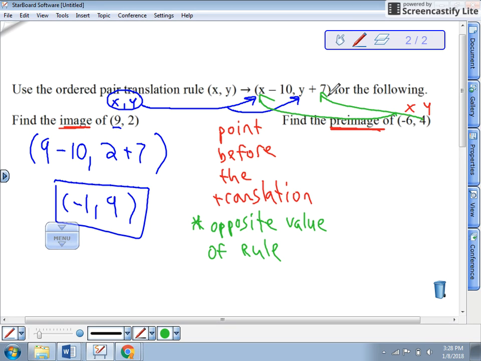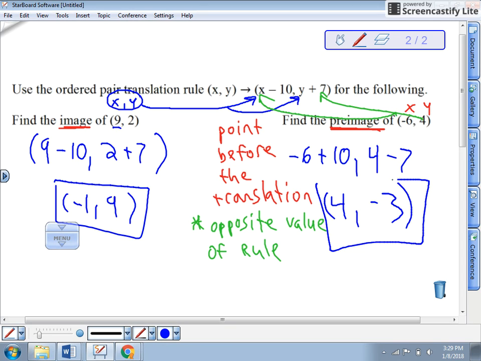All right, so the first one, it's going to be X. Rather than minus 10, it's going to be plus 10. Oops, and not X. I'm going to plug in negative 6. And instead of minus 10, it's going to be a plus 10. And then for Y, I'm going to plug in my 4, but instead of plus 7, it's minus 7. So negative 6 plus 10, that's going to be 4. 4 minus 7 is negative 3. There is my pre-image for that image, for that point, using that notation rule. So there you have the properties of translations, how they're going to move, and then how to find those points based off the notation rule.